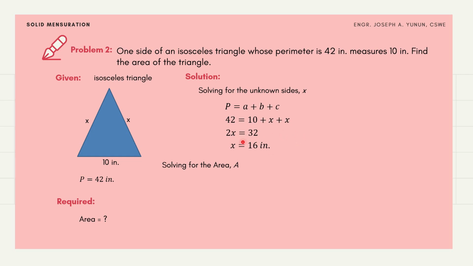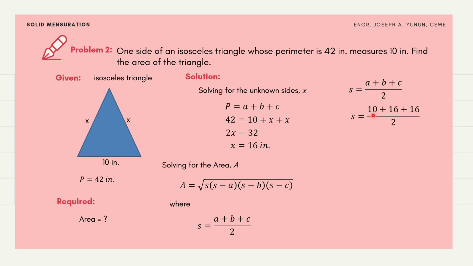Based on the given, I now have 3 sides given, so I could use Heron's formula. That gives you this formula, where S represents the semi-perimeter, and A, B, and C are the sides of the given triangle. Solving for the semi-perimeter, substituting those sides, we'll have 10, 16, 16, divided by 2. Simplifying this, you'll get an answer of 21 inches.